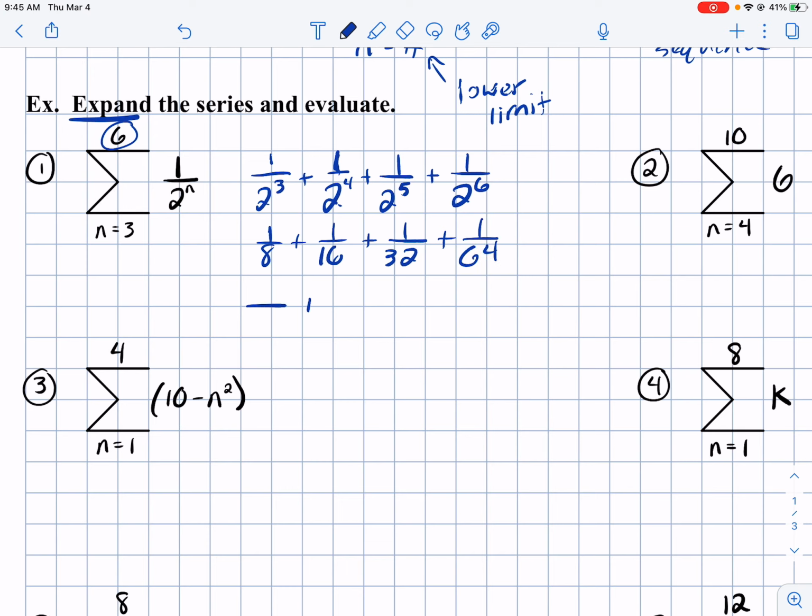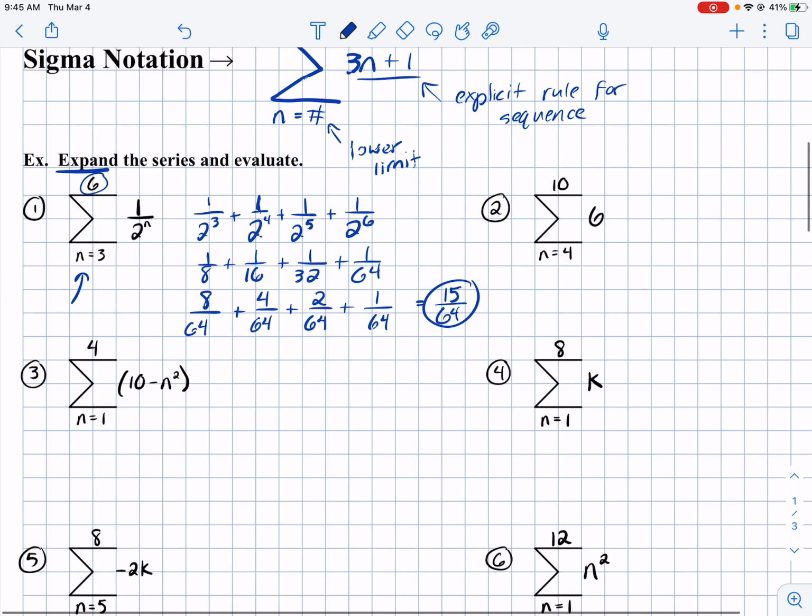So that means our LCD is going to be 64. All of those denominators go into 64. This way we don't need to use a calculator. That would be 8 over 64, then 4, 2, and then our 1. Add these all together, and we get 15 over 64 for this sigma notation. Remember, it's finding the sum. You're evaluating, you're finding the sum from a given lower limit to an upper limit with a specific rule.